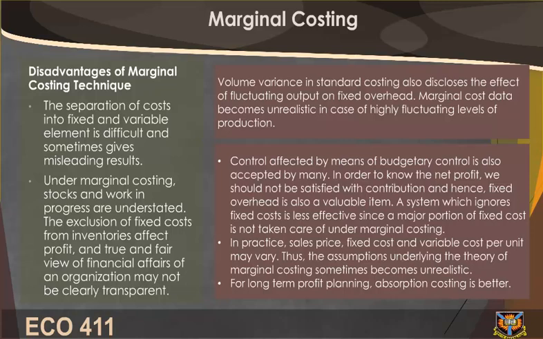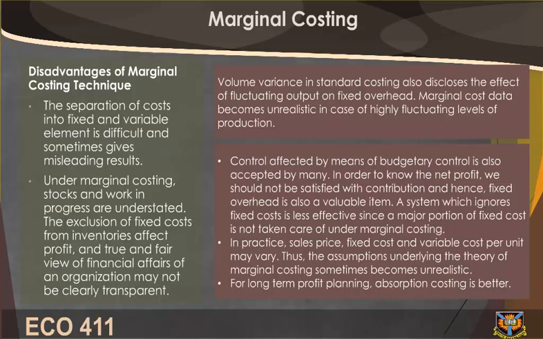and true and fair view of financial affairs of an organization may not be clearly transparent. Volume variance in standard costing also discloses the effect of fluctuating output on fixed overhead. Marginal cost data becomes unrealistic in cases of highly fluctuating levels of production. Control affected by means of budgetary control is also accepted by many.